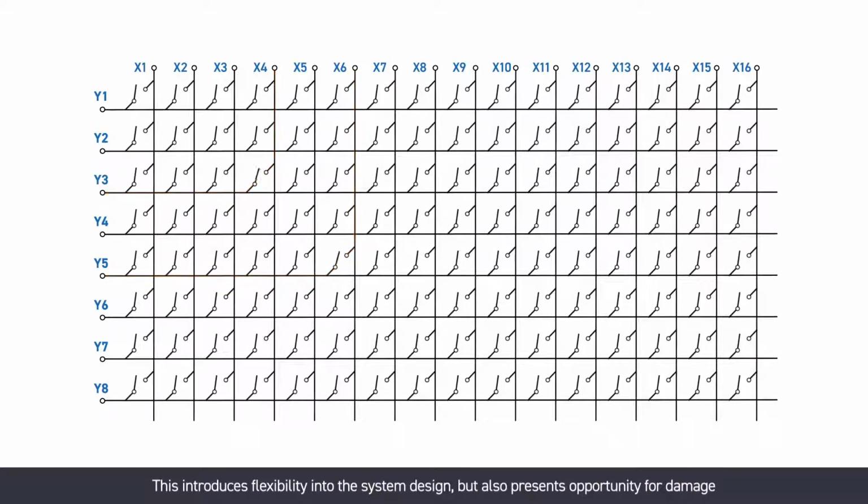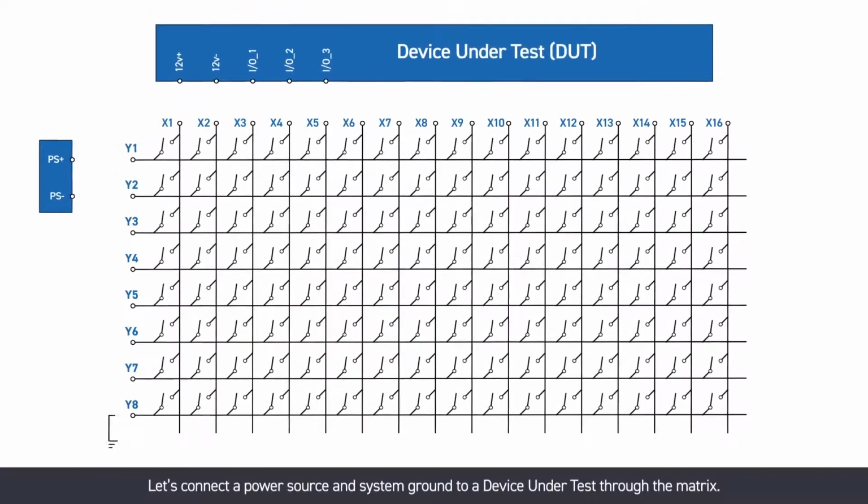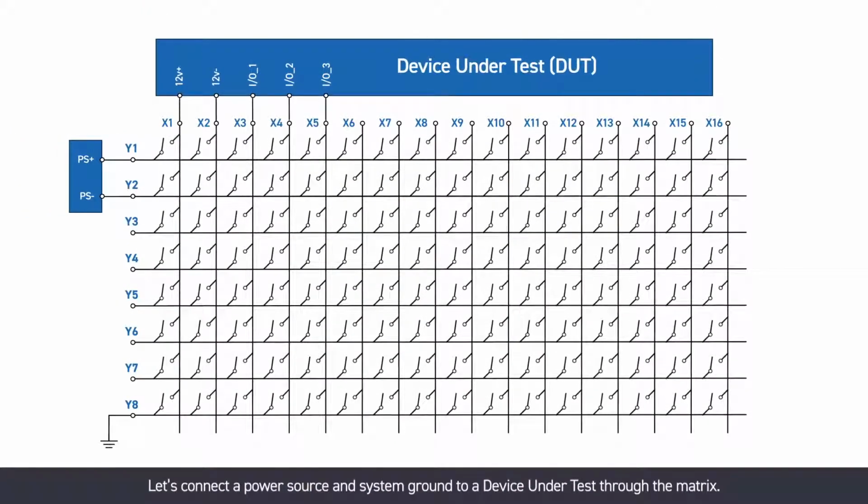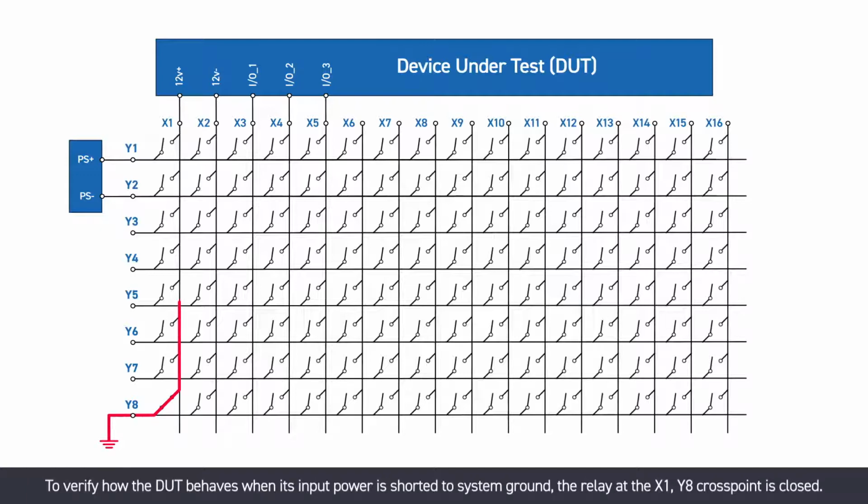This introduces flexibility into the system design, but also presents opportunity for damage if 2 incompatible endpoints are inadvertently connected together. Let's connect a power source and system ground to a device under test through the matrix. Power and ground are connected along the wire rows, and the DUT power and I/O channels are connected across the X columns. To verify how the DUT behaves when its input power is shorted to system ground, the relay at X1 Y8 cross point is closed.